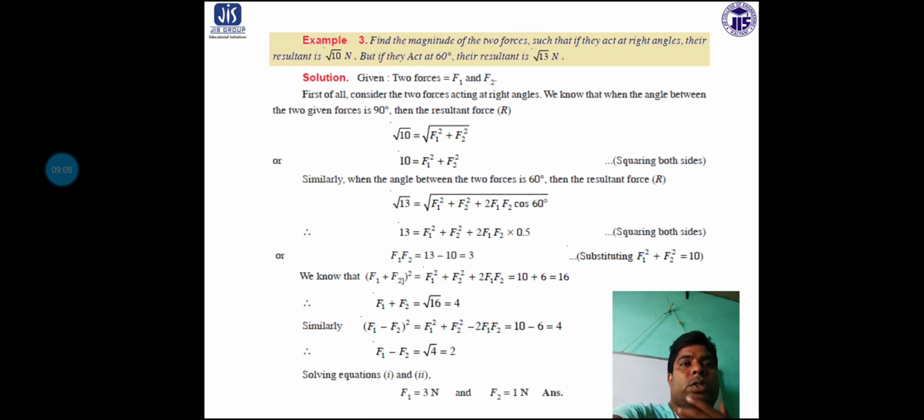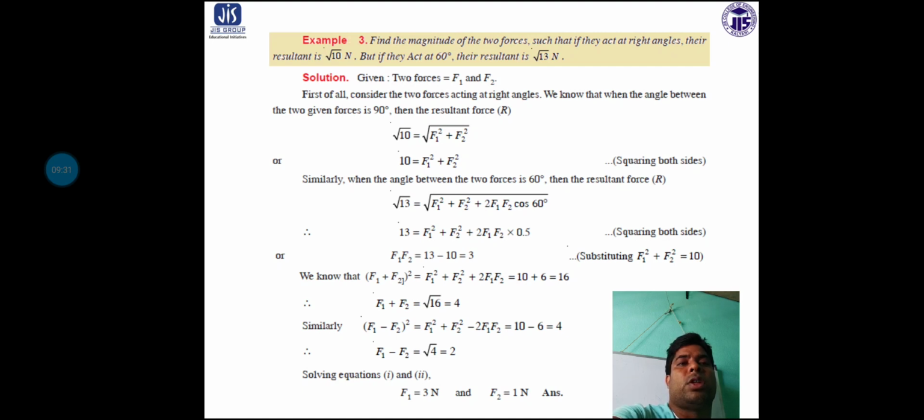First of all, consider the two forces acting at a right angle. So the angle between the two given forces is 90 degrees. Therefore root 10 is equal to root of F1 square plus F2 square. So 10 is equal to F1 square plus F2 square.